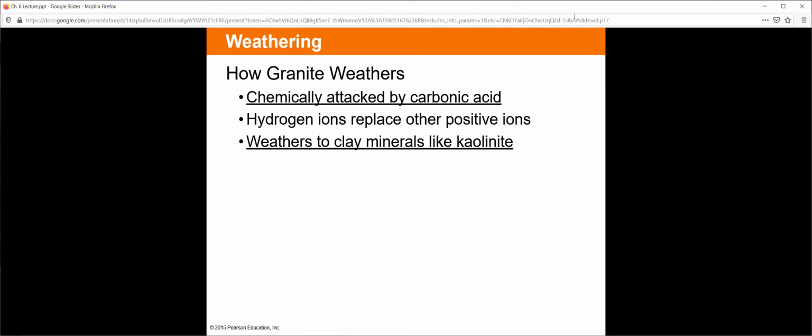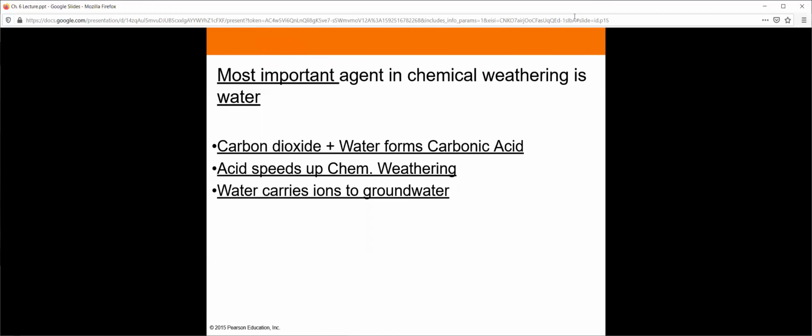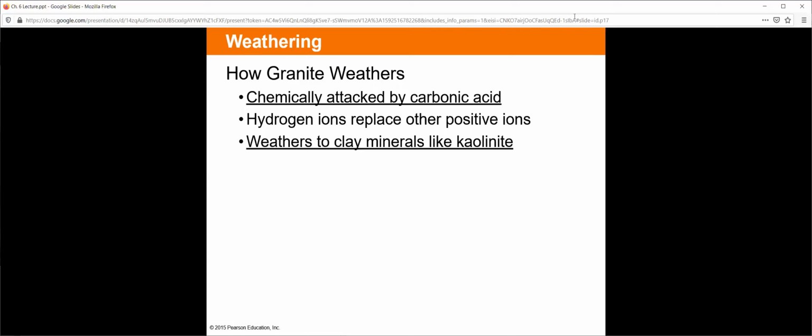So let's talk specifically about something that has a very big importance to a lot of the world. Granite. Granite's very popular. Granite's all over the continental shelf. Granite weathers. Specifically, granite can be attacked by carbonic acid, which is something we talked about before, carbon dioxide and water. When this carbonic acid hits, the hydrogen atoms are replaced with other atoms, and the granite weathers.